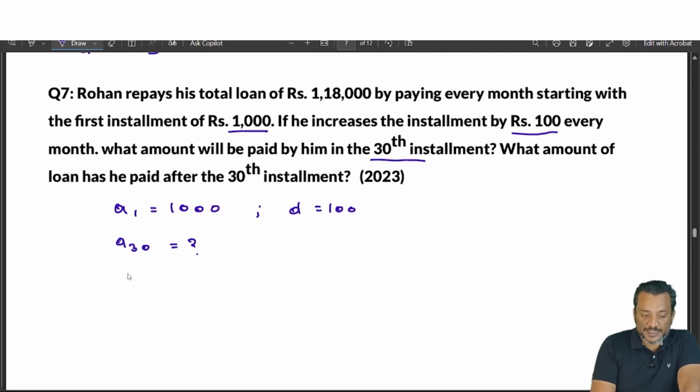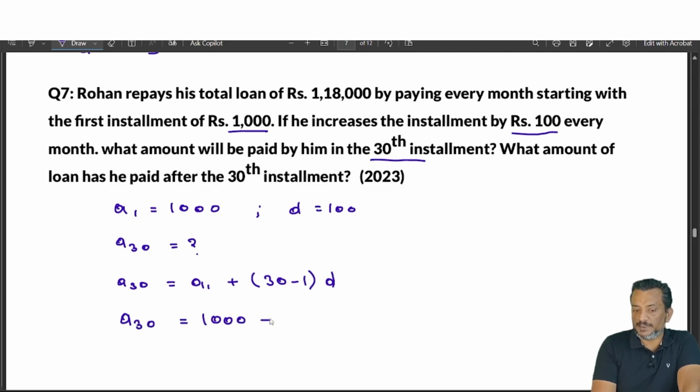So first we will say A30 is equal to A1 plus (n minus 1) times d, where n is 30, so 30 minus 1 times d. So A30 is equal to A1, which is 1,000, plus 29 times d. d is 100. So which means 1,000 plus how much?